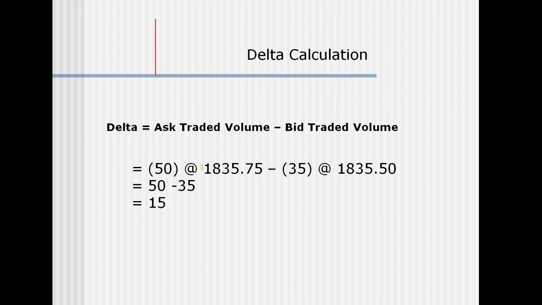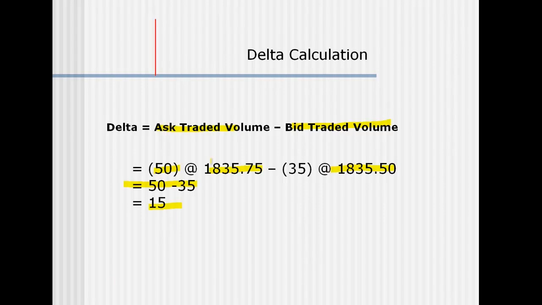The delta is really the difference between the ask traded volume and the bid traded volume. So let's say we have an ask of 1835.75 and a bid of 1835.50. We sell 50 contracts at 1835.75, which is the ask, and 35 at the bid. The difference between the ask and the bid, 50 minus 35, would give me a positive delta of 15. In a nutshell, that is the basic calculation that we use to arrive at the delta number.